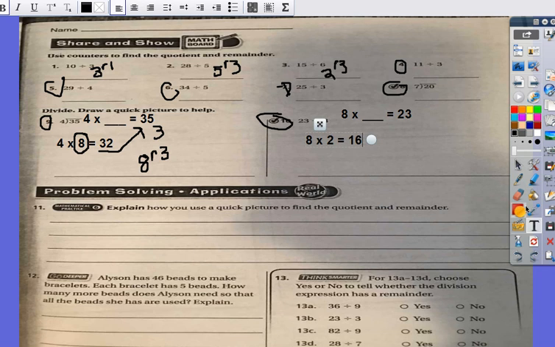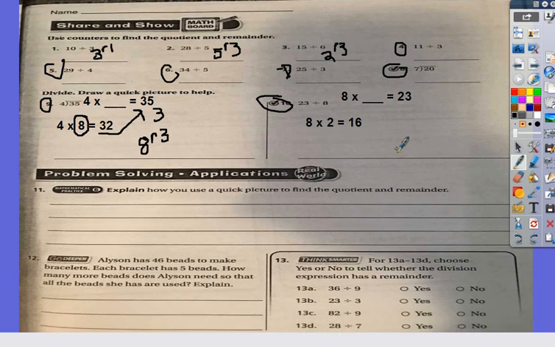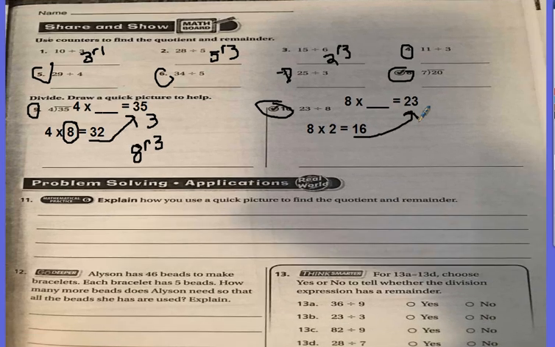Then I need to take a look. What's the difference between 16 and 23? What am I short there? Okay, and I'm short 7. And then what did I use to get there? I used a 2, so it would be 2, and then my remainder of what I was short, which would be 2 remainder 7.